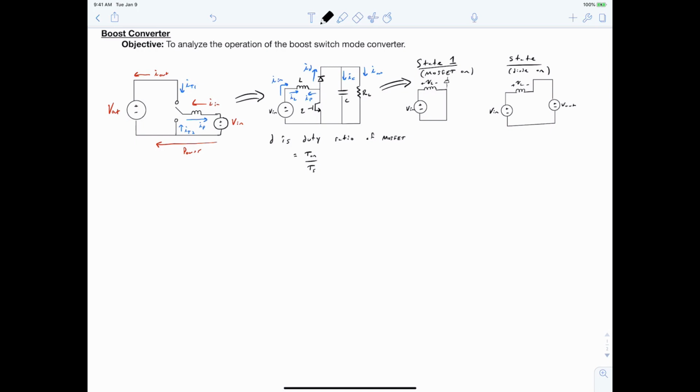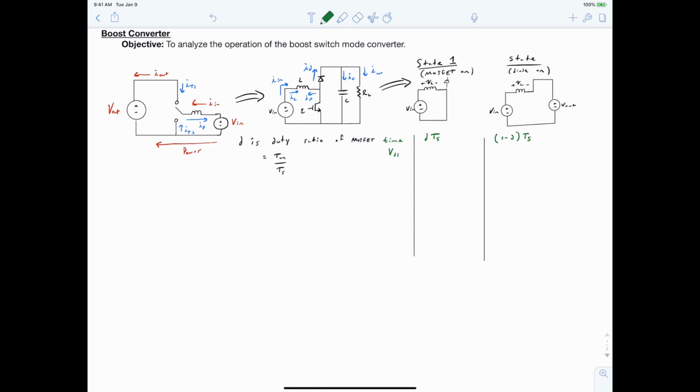So duty ratio, again, is the on time of the MOSFET divided by the total switching period of the converter, Ts. So the total time that we're in state 1, when the MOSFET is on, is going to be D times Ts. By definition, since D is the duty ratio of the MOSFET on time, the time that the MOSFET is on must be D times Ts. The rest of the time, we're assuming that our diode will be turned on, so that we have a total time of (1 minus D) times Ts. So we're either in state 1 or in state 2. There's no other state possible, so if we're not in state 1, we must be in state 2.